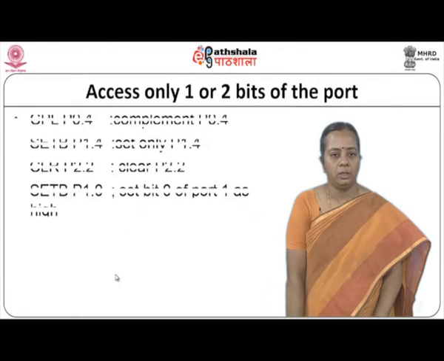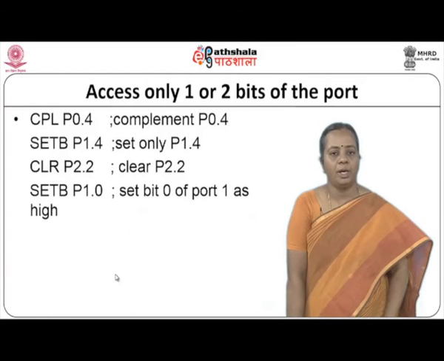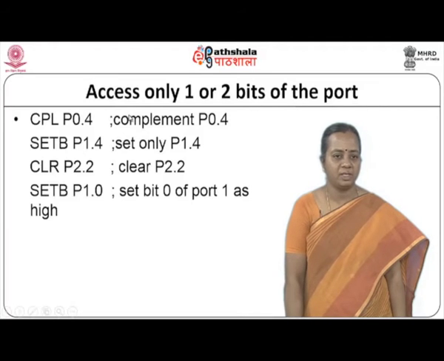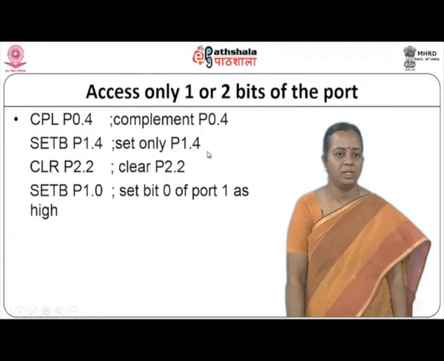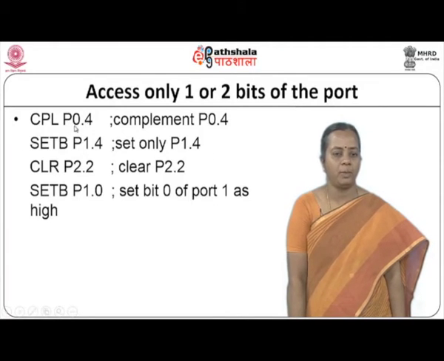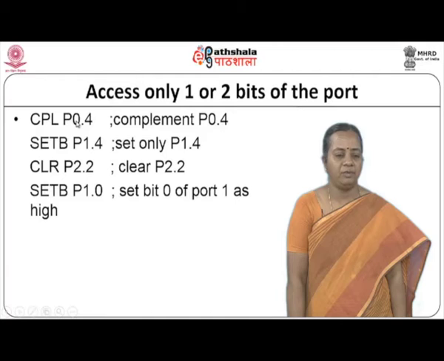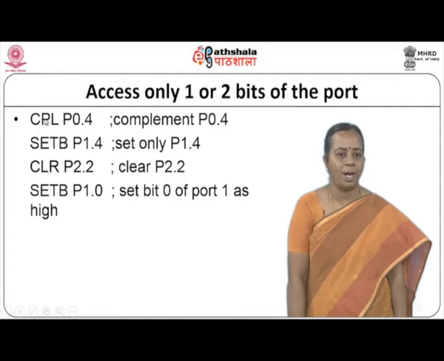So, if I want to access only one or two bits of the port, I can use these commands. These are examples of those commands. CPL P0.4 tells you that port 0, pin 4 is complemented. If it is 0, it goes to 1. If it is 1, it goes to 0.